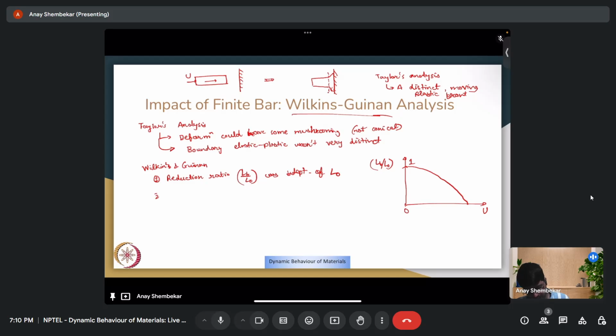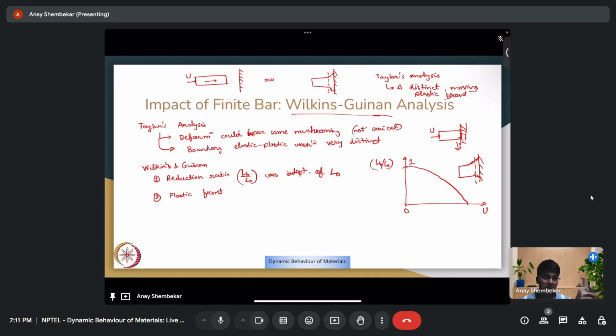Another thing that they noticed was the plastic front. So what is the plastic front? When the bar impacts the rigid surface, it will start deforming. So some material will flow radially outward. Something like this will be the plastic front, wherein the material has started flowing, started undergoing some permanent deformation.